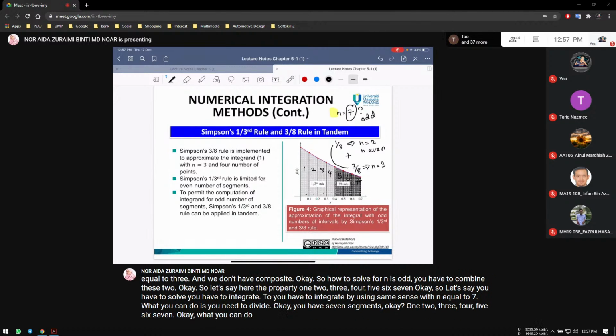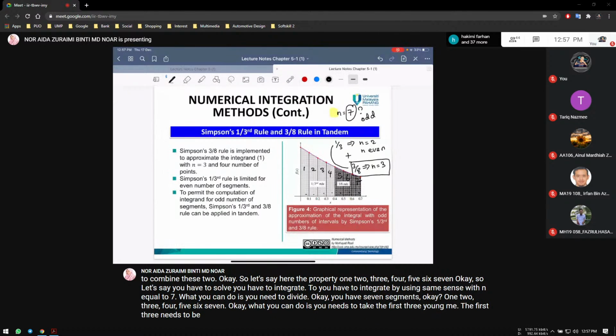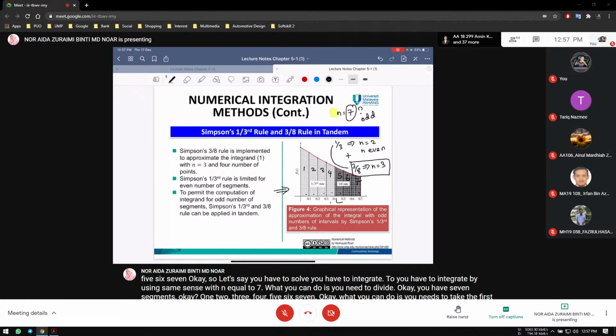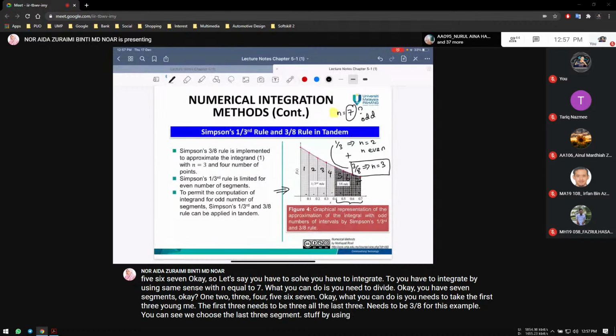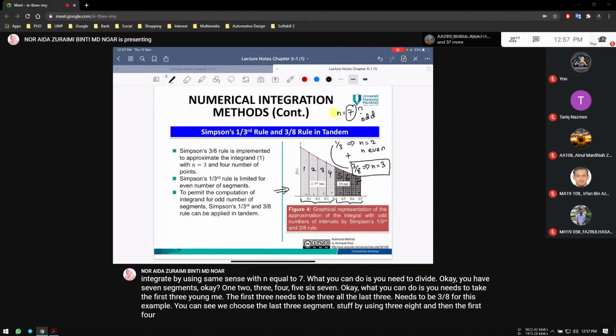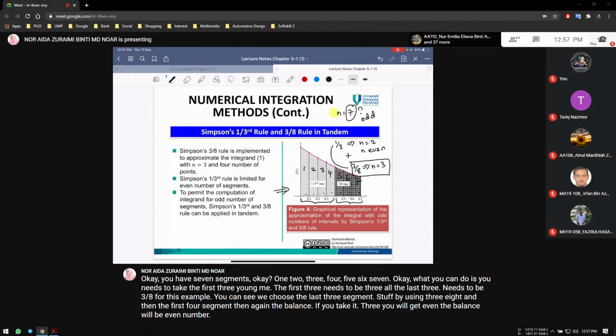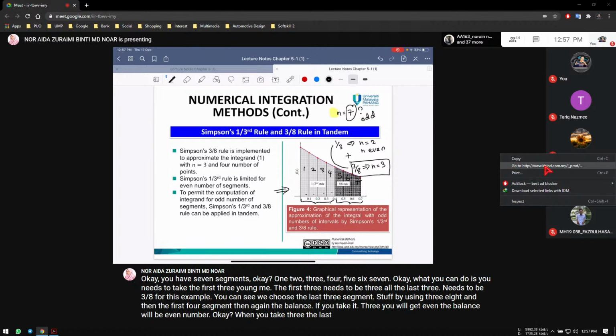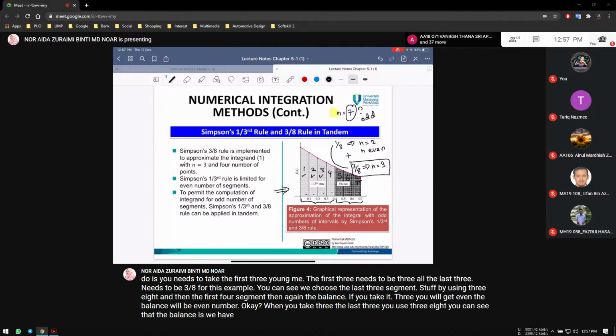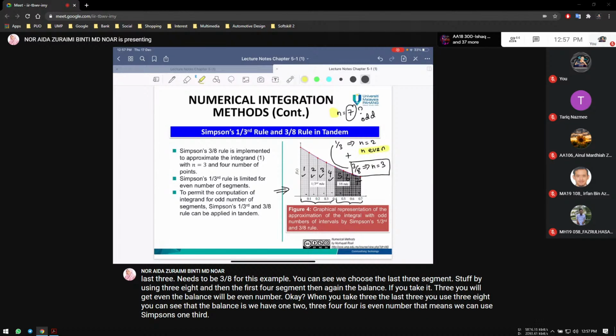What you can do is take the first 3 yang ni. The first 3 or the last 3 needs to use the 3-8 rule. For this example, we choose the last 3 segments, solved by using 3-8, and then the first 4 segments yang tinggal, the balance, will be an even number. When you take the last 3 and use 3-8, the balance is 1, 2, 3, 4. 4 is an even number, which means we can use Simpson's 1/3 composite.